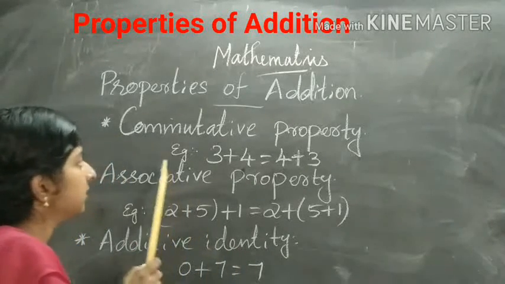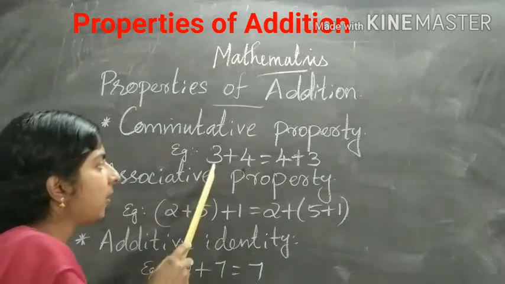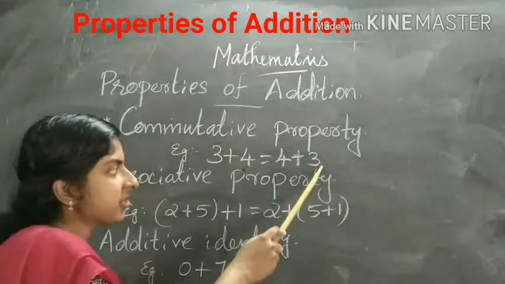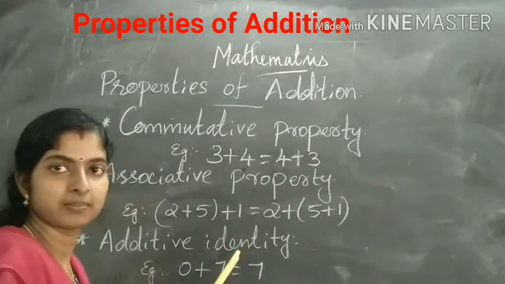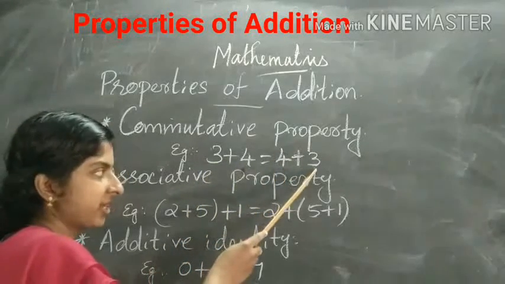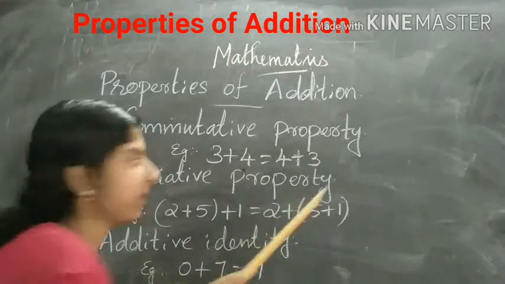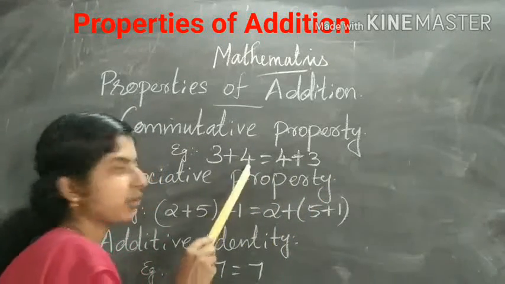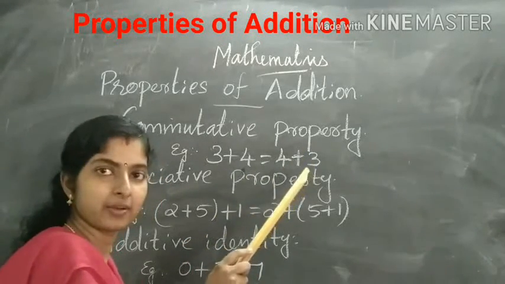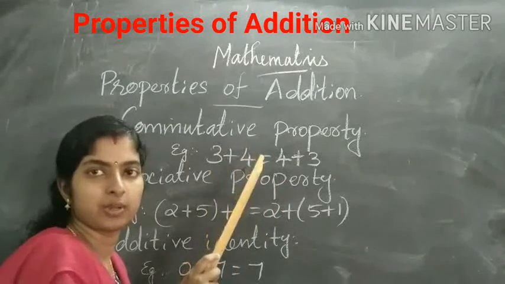See, in commutative property, if the order of the numbers changes, it does not change the sum. For example, 3 plus 4. What is the answer? 7. Here 4 plus 3, 7. The order changed but the sum is equal.